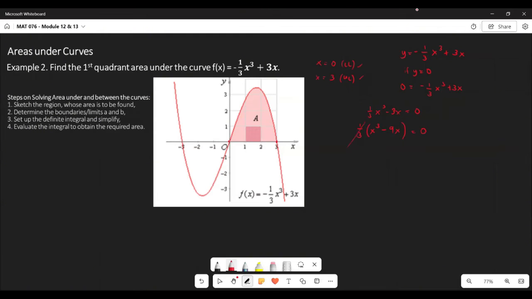So mawawala lang yung 1/3 na yan. So you have now x cubed minus 9x is equal to 0. So ngayon, i-factor out natin yung isang x. So you have x times x squared minus 9 is equal to 0. So i-factor natin tong x squared minus 9, yan ay magiging x minus 3 and then x plus 3. So medyo babalikan nyo lang din yung factorization nyo dito. Anyway, may tatlo kang factors: x, tapos x minus 3, and x plus 3.